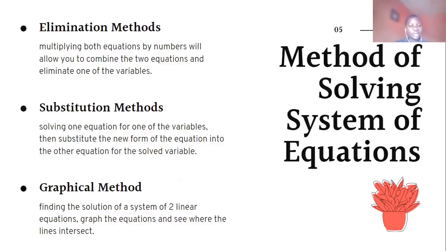The second method is the substitution method. For the substitution method, you make one unknown the subject of the formula from one of your two linear equations, then you insert it back into the second equation in order to solve. So that's how to solve problems related to substitution methods.